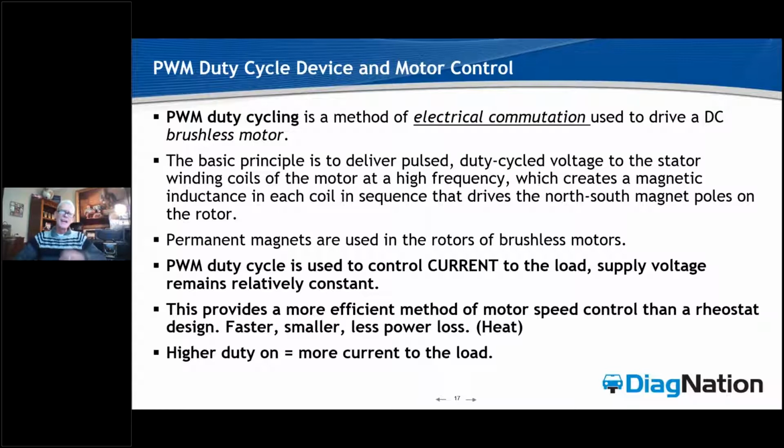Now, instead of commutators, brushes, and slip rings, permanent magnets are used in the rotors of the brushless motors. The outside windings of the motor in this case are going to be wired to the driver, which is then going to pulse the pulse width modulated power right into the motor windings. So permanent magnets are used in these rotors, and PWM duty cycle is used to control current to the load.